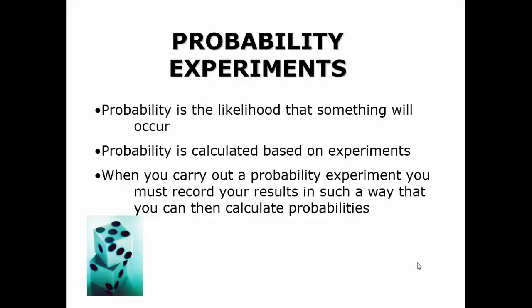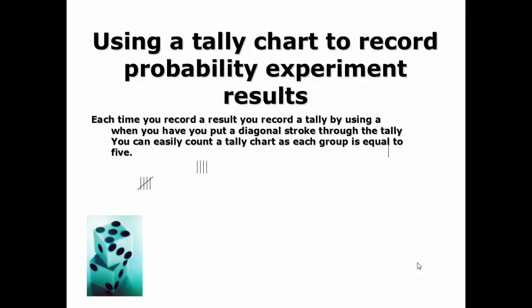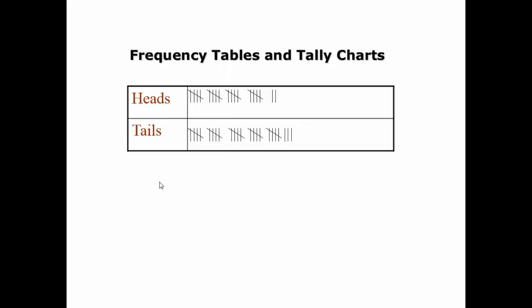You need to record results in a probability experiment though when you do it. So one way of doing this is a tally chart to record probability experimental results. So each time you record a result, you use a tally. Now you'll see here that you've got a little 4 there. That would mean that we've recorded the result 4 times, and we put a 5th line through to record that we've actually got 5, and then we do that again. And that's done in a tally chart.